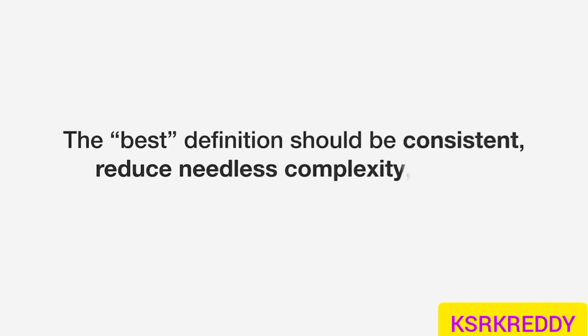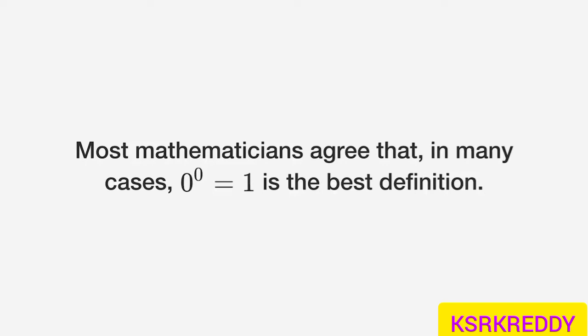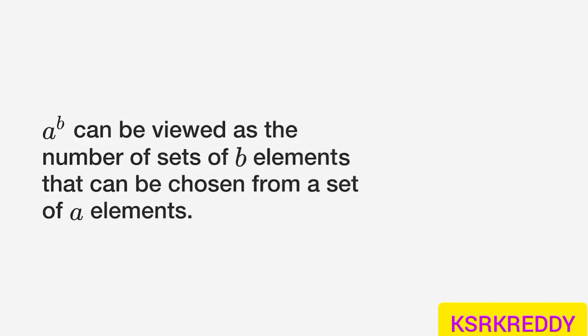The best definition should be consistent, reduce needless complexity, and be useful. Most mathematicians agree that in many cases, 1 is the best definition. Let's look at 2 reasons for this. A raised to b can be viewed as the number of sets of b elements that can be chosen from a set of a elements.